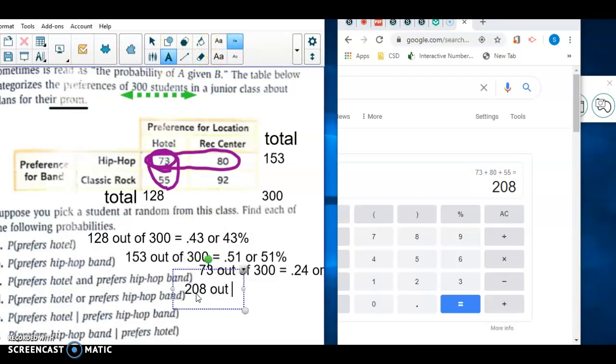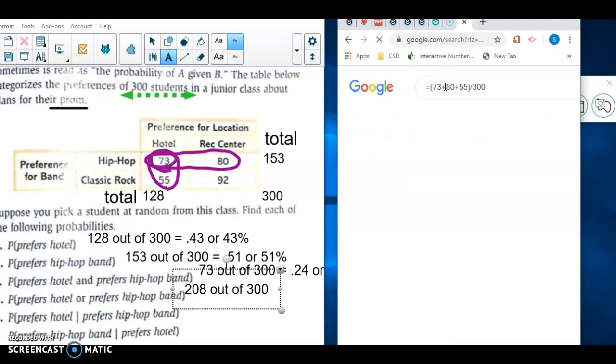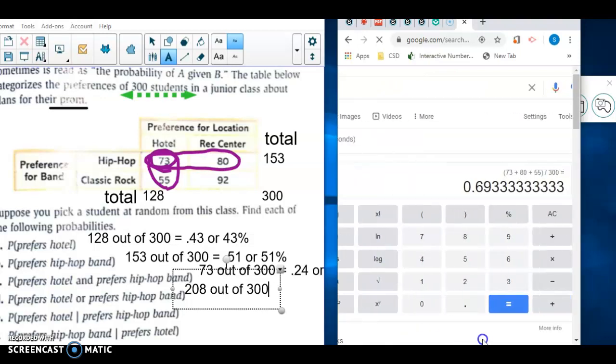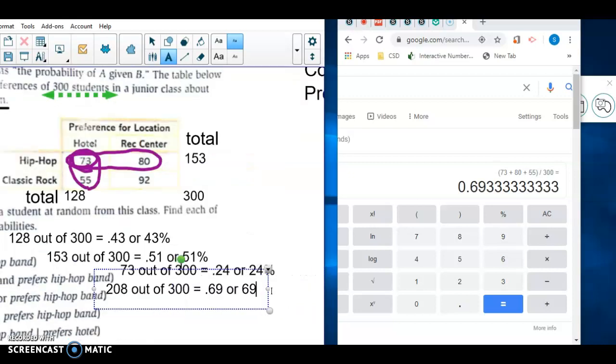208 out of 300, and we would just take that number and divide that by 300. It's like the movie 300. Remember that movie? 69%, okay? So we end up with this is equal to 0.69 or 69%. So that's a little bit of a review.